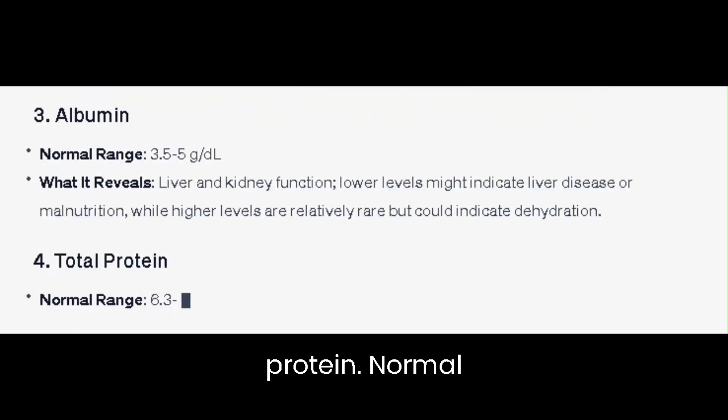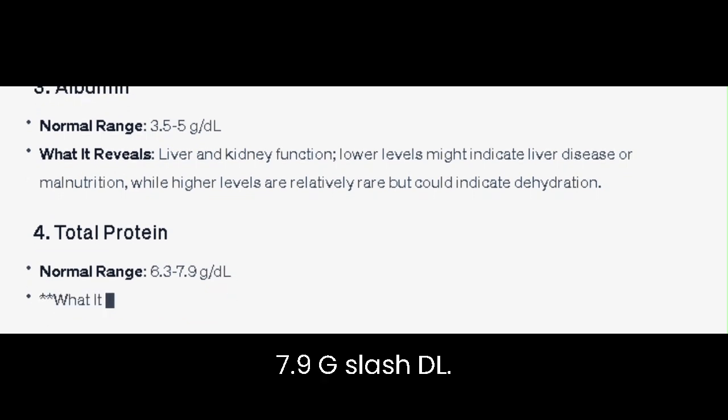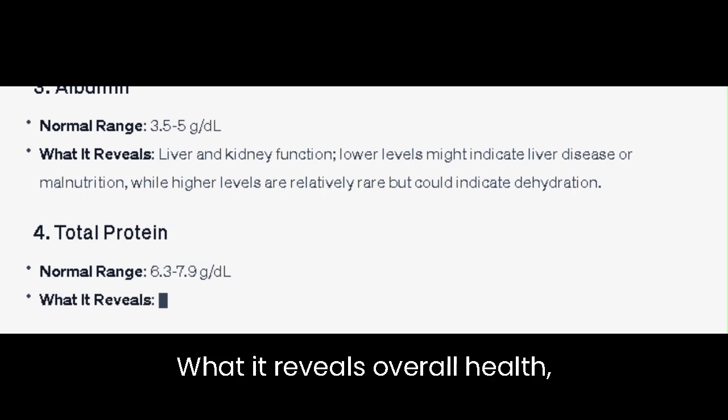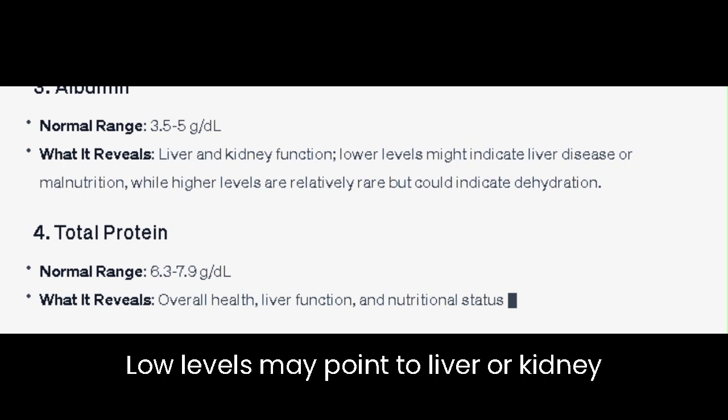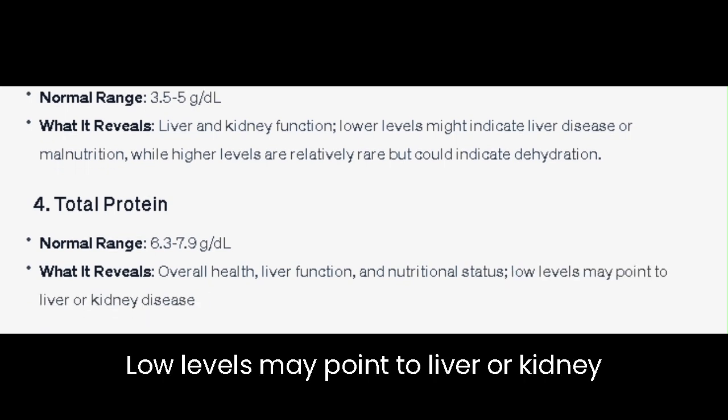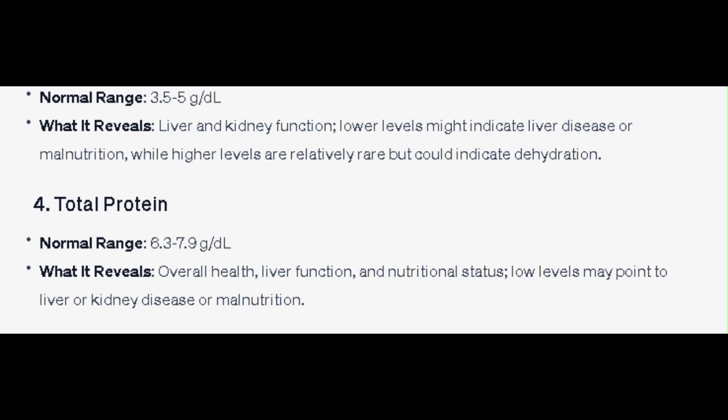4. Total protein. Normal range, 6.3 to 7.9 g/dL. What it reveals: overall health, liver function, and nutritional status. Low levels may point to liver or kidney disease or malnutrition.